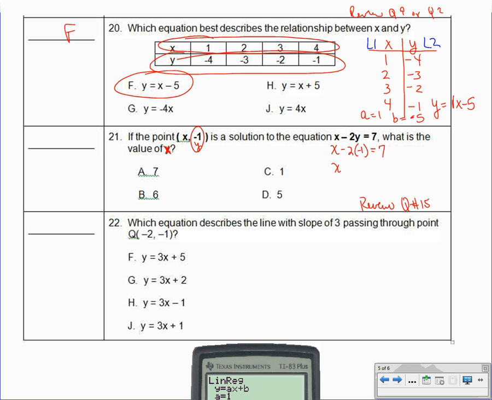This gives us x minus, see, -2 times a -1 will be a +2. And in solving for x, we want x by itself, so we'll subtract 2 from both sides, and that gives us x equals 5. Correct answer is D.